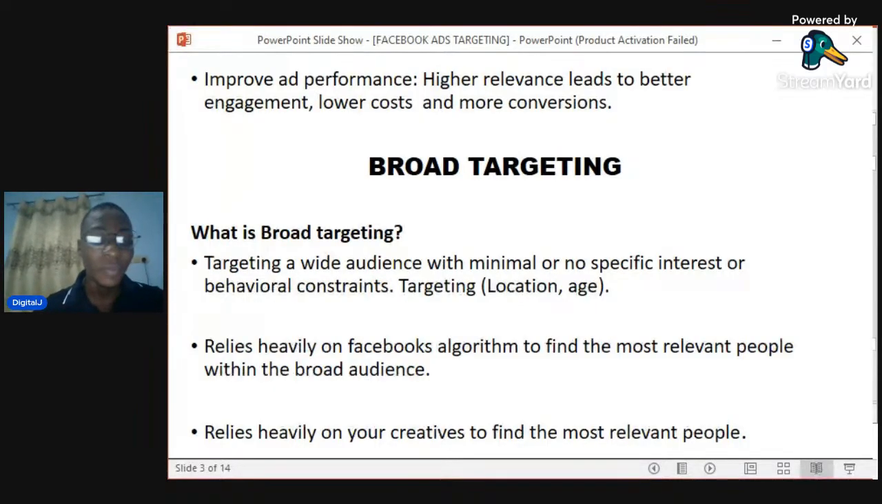That's why it is called broad targeting, because you are targeting these people based on location and based on age. So let's say you are selling fashion wears like shoes, dress, clothes, and the rest, and then you want to do broad targeting.